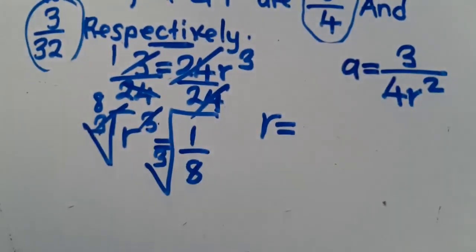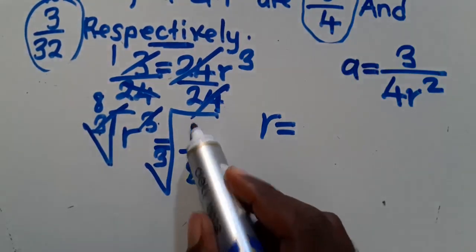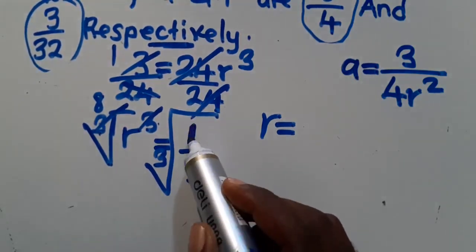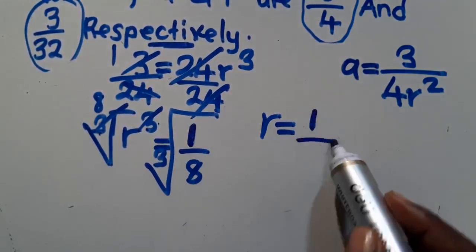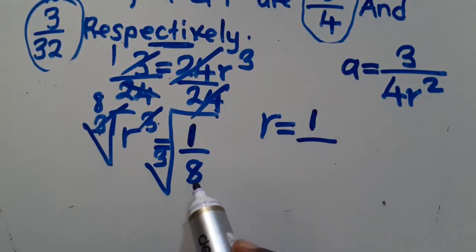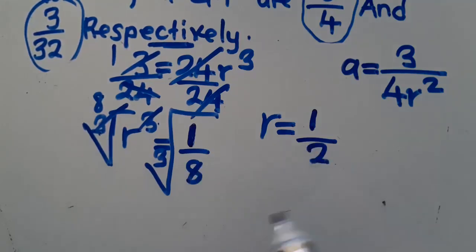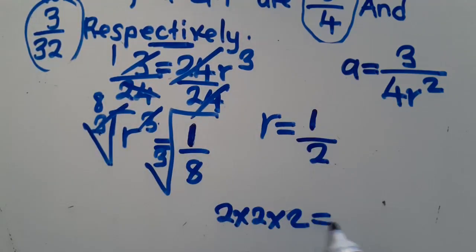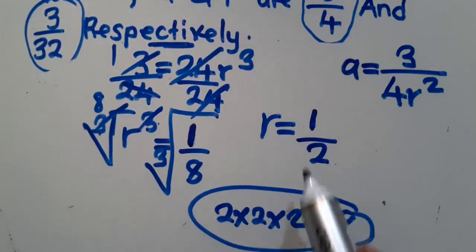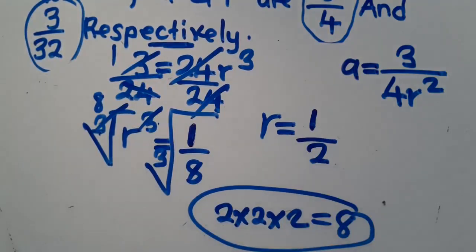So what does it mean? It means, which number can you multiply 3 times by itself to get 1? It is 1 over. You go down here. Which number can you multiply 3 times to get 8? It is 2. When you multiply 2 times 2 times 2, you are going to get 8. So finally, this is the value of what? R. This is what you need to do.